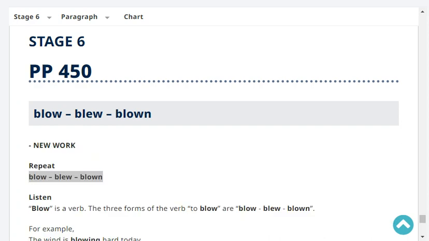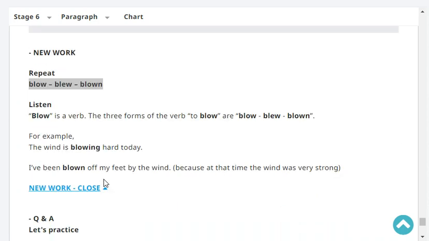Blow, blew, blown. Very good. Okay, listen. Blow is a verb. The three forms of the verb to blow are blow, blew, blown. For example, the wind is blowing hard today. I've been blown off my feet by the wind.